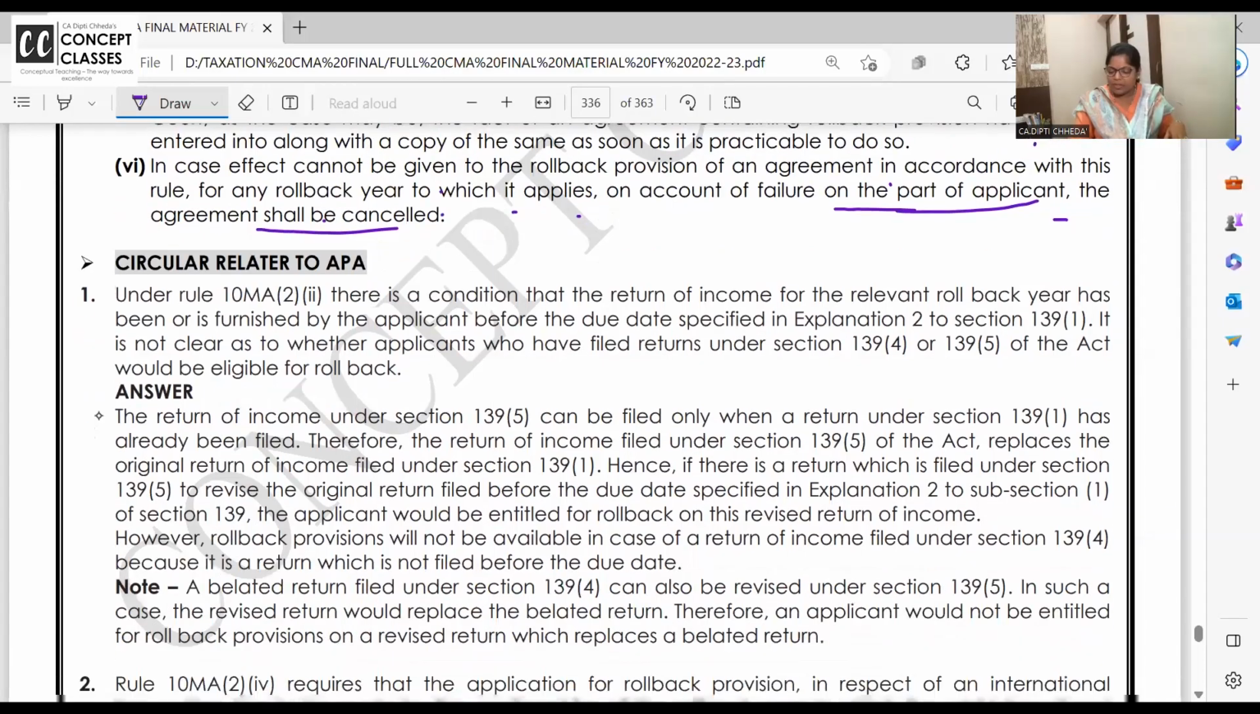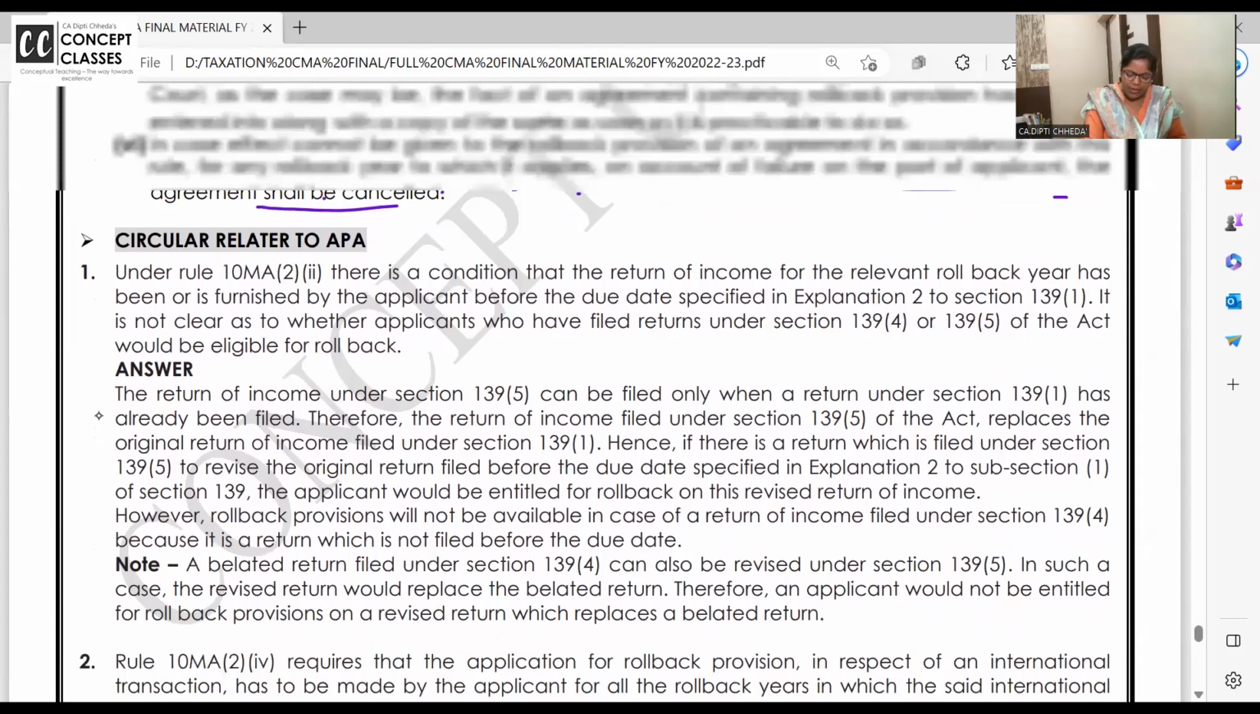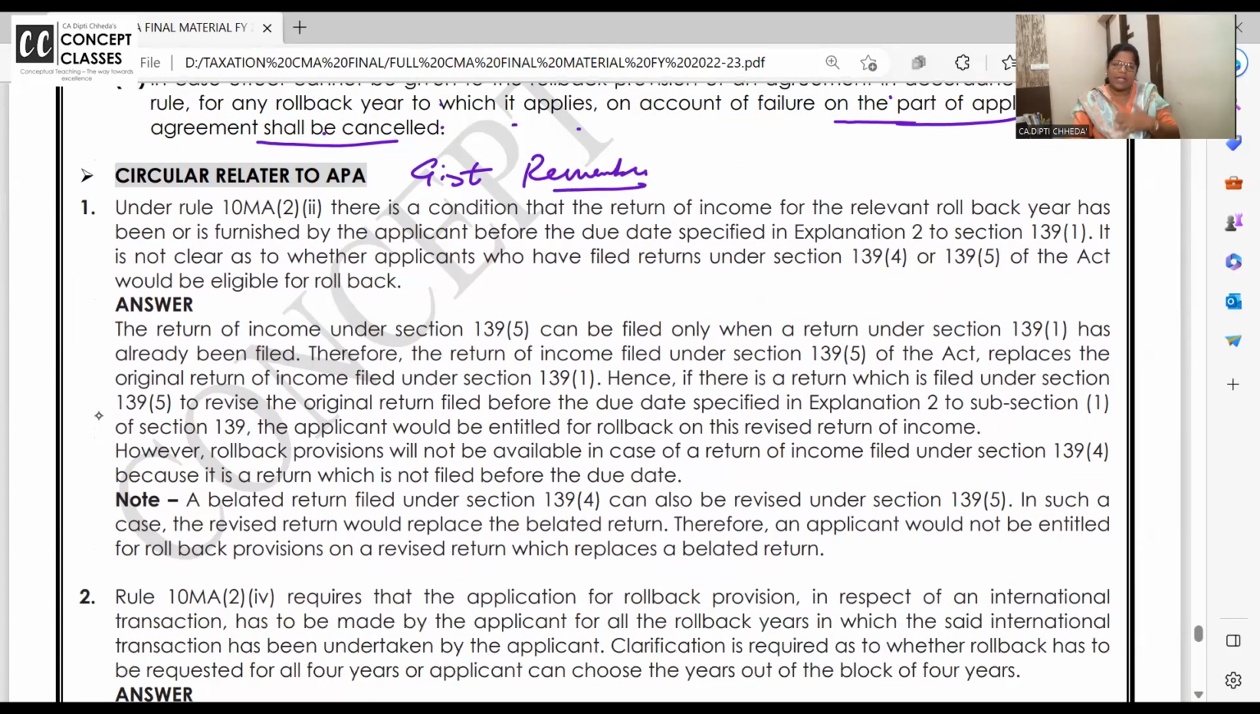Now I am discussing the last part for this topic and then we will close, where they have given some circulars. Circulars are nothing but case law decisions, and I want all of you to write the gist. Only remember the gist, because gists are asked in solving the questions. I'll help you how to remember. See, there's a condition that return of income for rollback years has to be furnished by the applicant before the due date. It is not clear as to whether applicants have filed return under 139(4) and 139(5).